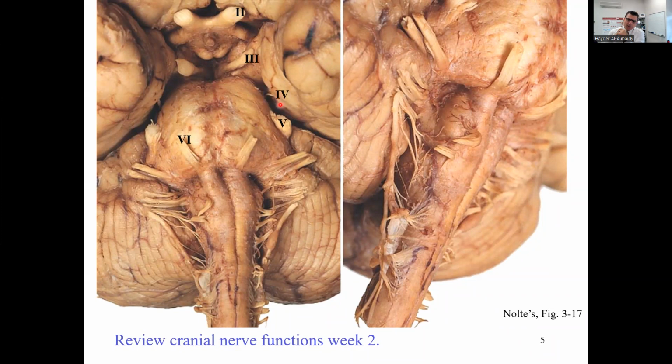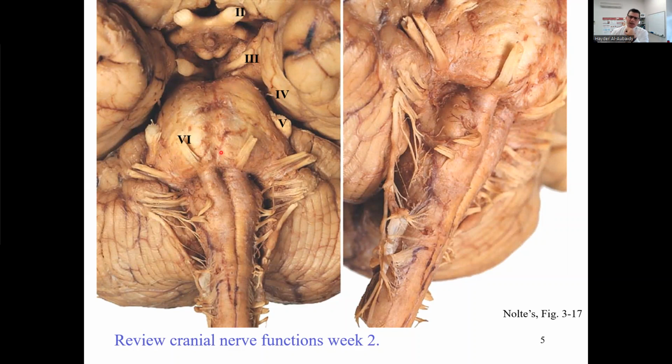See this little fellow? This is the only cranial nerve which arises from the posterior surface of the brainstem, most specifically from the posterior surface of the midbrain, but wraps around and appears anteriorly. So this is cranial nerve 4, which is also called the trochlear nerve.